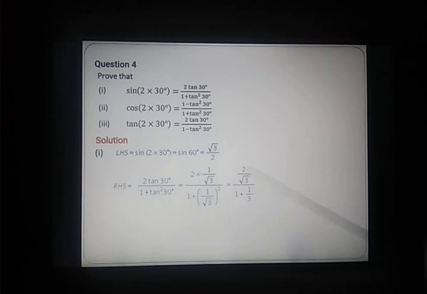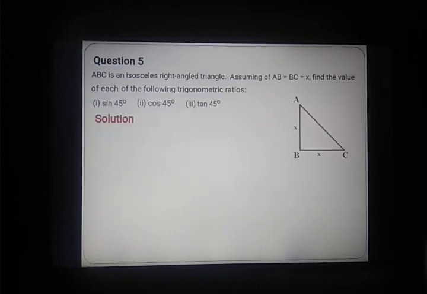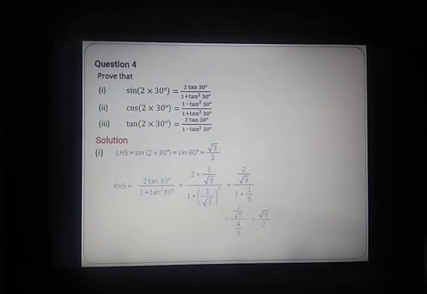Okay, now let us simplify this further. So this 2 by root 3, and this denominator becomes 3 into 1 is 3 plus 1, 4 by 3. So this is 4 by 3 in the denominator. So after you simplify this, you will get this much. Okay, so we see that left hand side is root 3 by 2 and right hand side is also root 3 by 2. Hence number 1 is proved. Okay, so you just copy this.